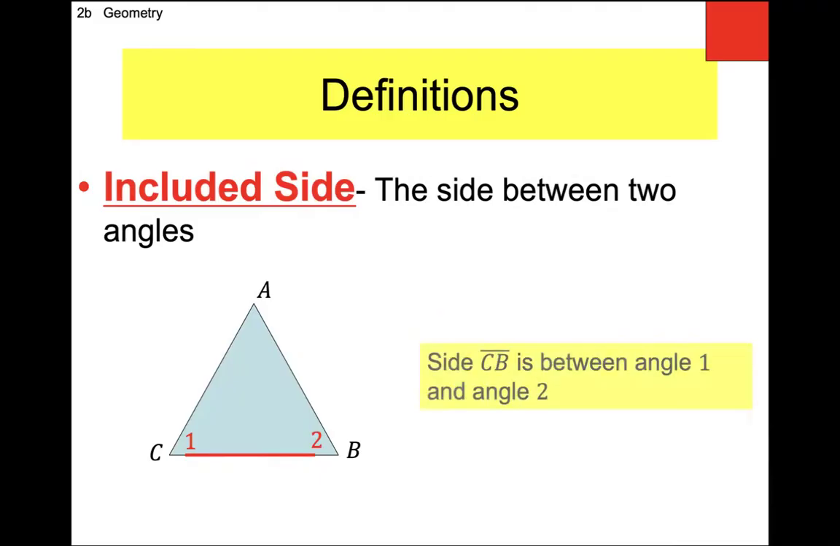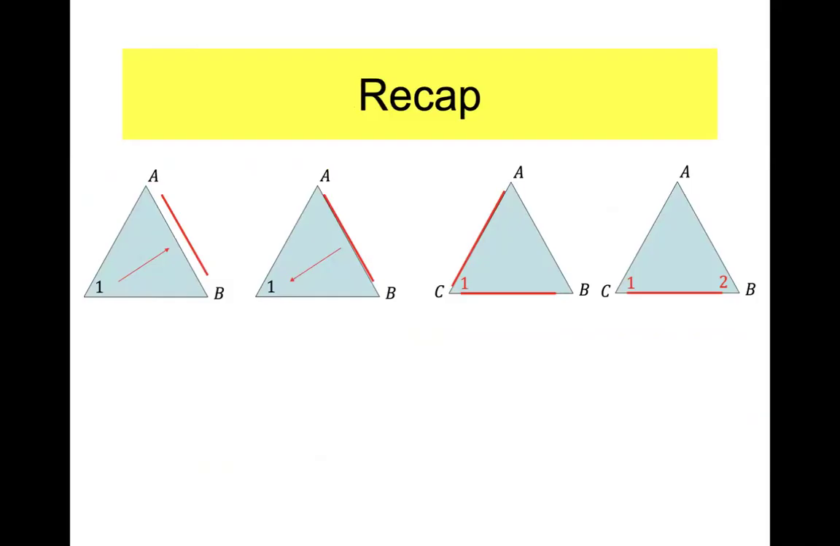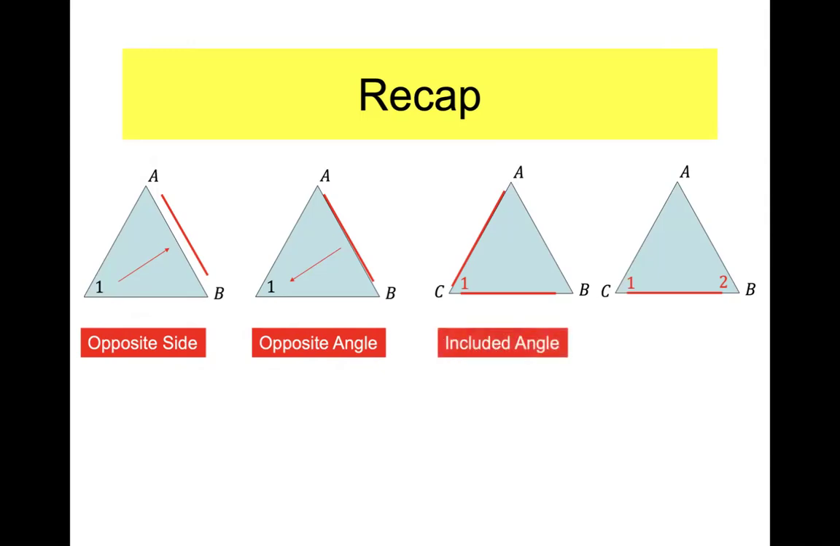Got it? Okay. So recap. If I start with angle one, the side opposite is called the opposite side. If I start with a side, then angle one is the opposite angle. Angle one is the angle that's between the two sides, so it's called the included angle. And that side there, CB, is between the two angles, so it's called the included side. So those are our definitions. I'm going to use these words in the last two silver bullets.